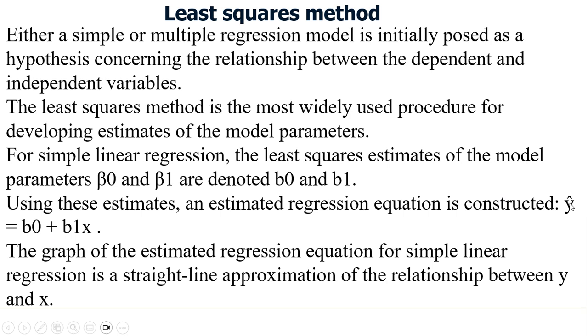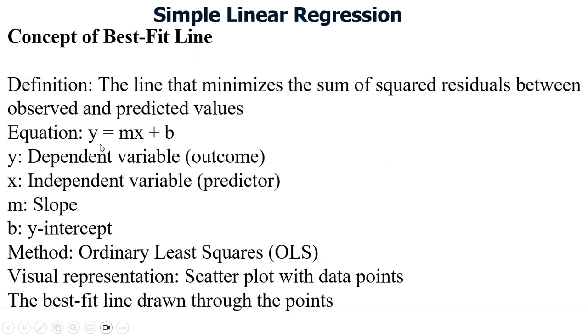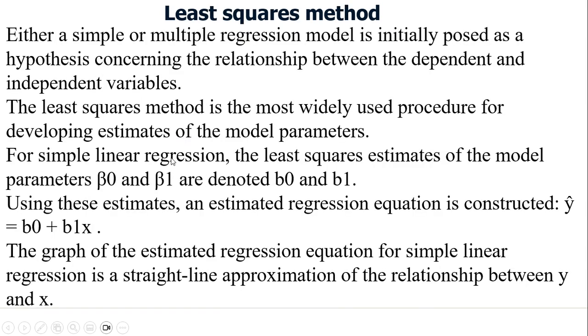Now you have y cap here. This y cap equals b naught plus b1x. If I go back to this slide, you can see why I used y equals mx plus b, because the b1 is the one carrying x and the b naught is on its own. So we are representing the least squares parameters, beta naught and beta 1, as b naught and b1.